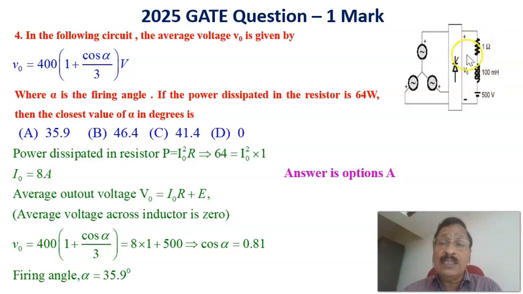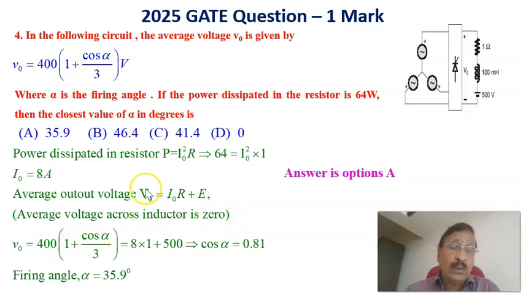Therefore, if you apply Kirchhoff's voltage law to the loop, what is the voltage here? That is equal to the drop across this resistance plus this battery voltage, or the average voltage is equal to the drop across the resistor, I0 R, plus the voltage E. Now, because the average voltage across the inductor is equal to 0.